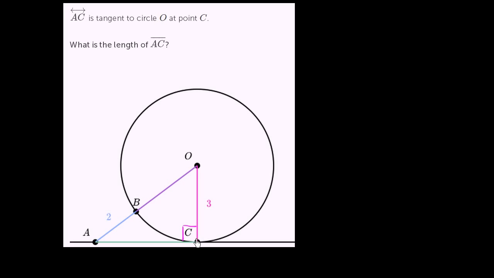So if we know two of its sides, we could use the Pythagorean theorem to figure out the third. Now we clearly know OC. Now OA, we don't know the entire side. They only give us that AB is equal to 2.